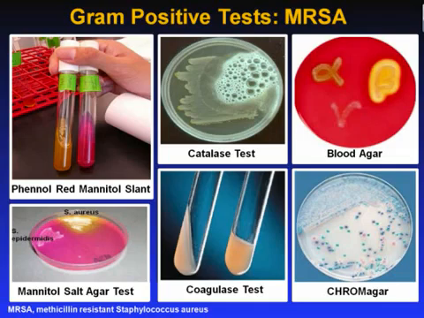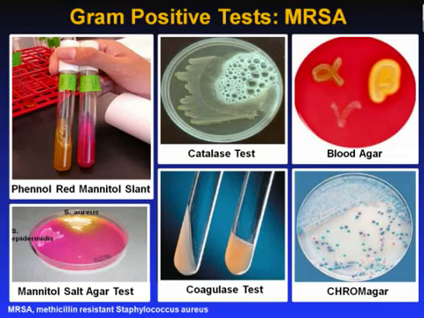Mannitol salt agar also has nutrients appropriate for the growth of Staphylococcus and 7.5% salt, which will further select for Staphylococcus. Additionally, this media contains mannitol and a phenol red indicator that will turn yellow in the presence of mannitol-fermenting Staphylococcus. Hence, this media is selective and differential. It differentiates Staphylococcus on its ability to ferment mannitol.